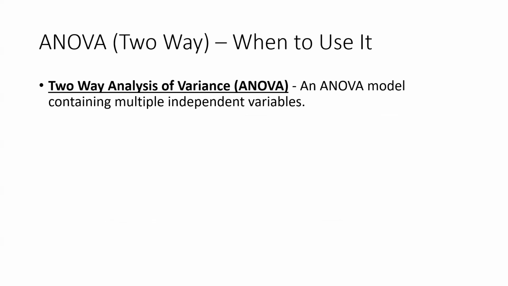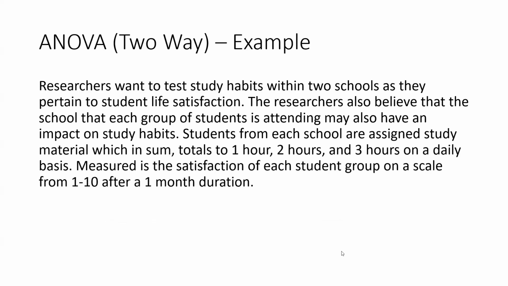Two-way ANOVA, again, we'll cover it in a later lecture dedicated just to the method. But in any event, a two-way ANOVA is a two-way analysis of variance. It's an ANOVA model containing multiple independent variables. What that means will be clear after we go through this particular example. Researchers want to test study habits within two schools as they pertain to student life satisfaction.